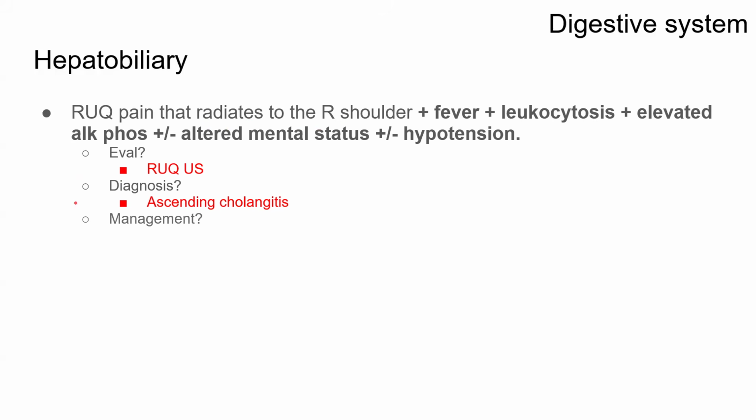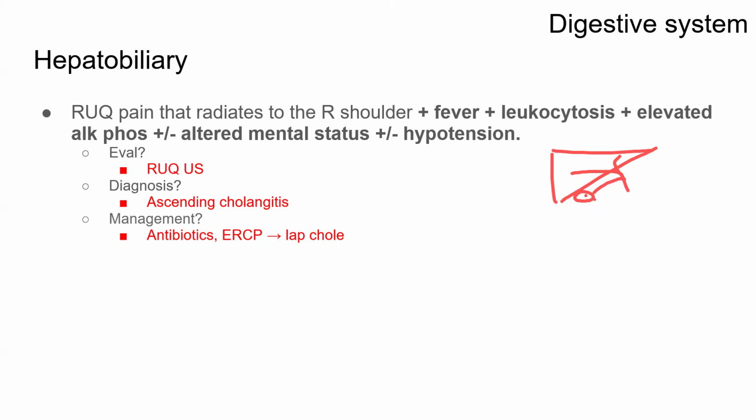The management of ascending cholangitis: you give them antibiotics, you do an ERCP, and then you get a lap chole. So this is very similar to gallstones that are in the common bile duct. The way that this happens is, I'll draw it here: here's the liver, then the gallbladder, and here's the common bile duct. Here's the cystic duct, which joins the common bile duct, not anatomically to scale.